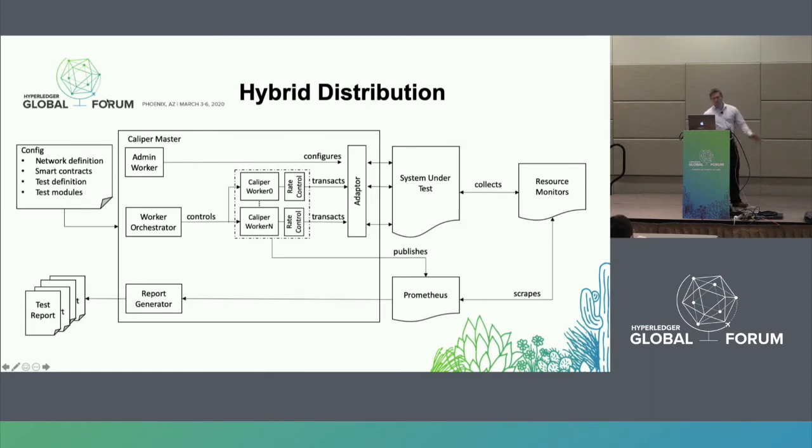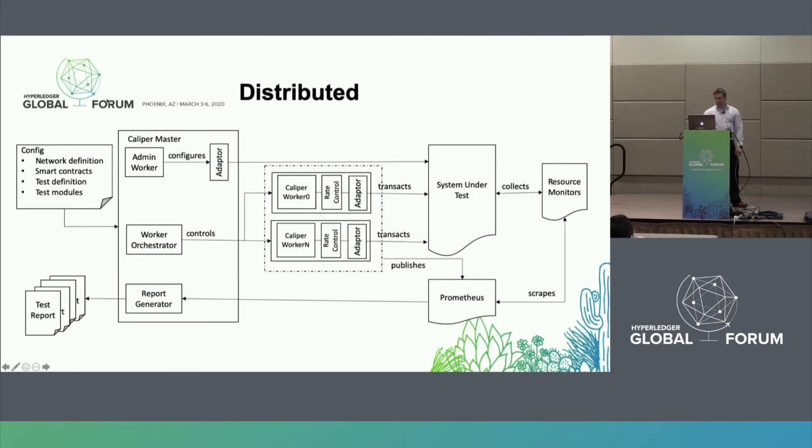So next step would be to move the workers outside, and we can do that. So we still have our network definition, the smart contracts, the test definitions, and the test modules. There's the option for the admin worker inside our master process to configure the system under test, but we have our workers external now. So we have the workers, they can be on any system.